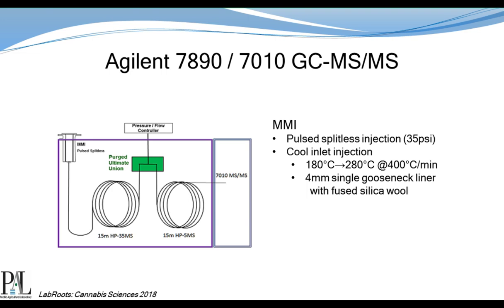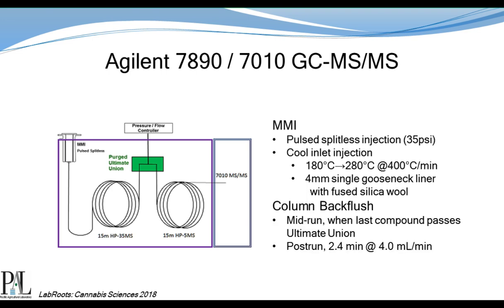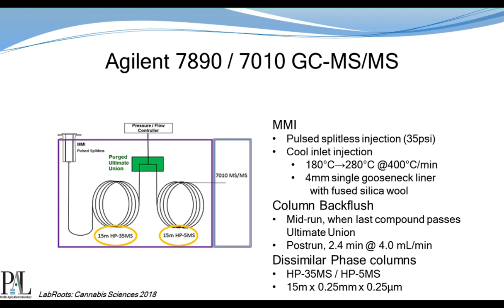So we're running a multi-mode inlet, and we do a pulsed injection, splitless at 35 psi, and then we call it a cool inlet injection. So we're dropping the inlet down to 180, and then after injection, we'll ramp it up to 280 pretty fast. And we're using a single 4mm gooseneck liner with a little bit of fused silica wool inside. The column back flush is set up at mid-run, so when the last compound passes that ultimate union, then we'll start flushing the other direction back towards the inlet.